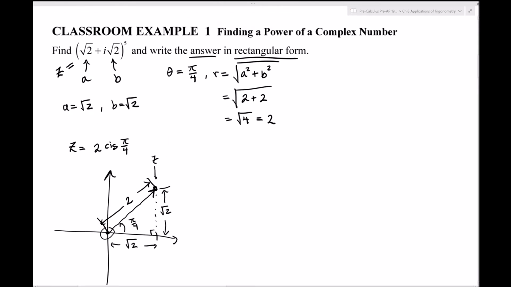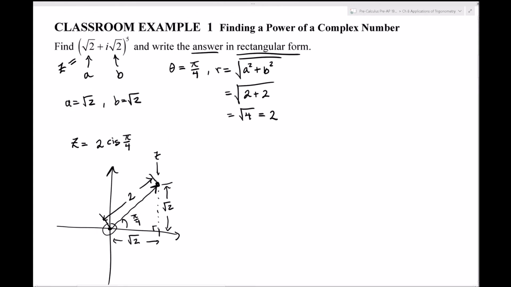Okay, so what are they looking for? Write the answer in rectangular form. Find this number to the 5th power. So all of this I'm saying is z. That's before the 5th power stuff. So I would like to find out what z to the 5th power is. That's what they're looking for. So that's the actual problem itself.